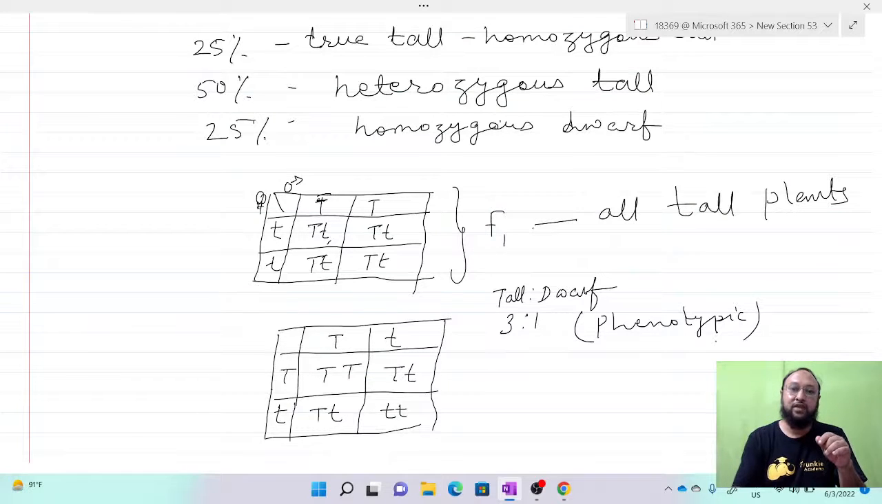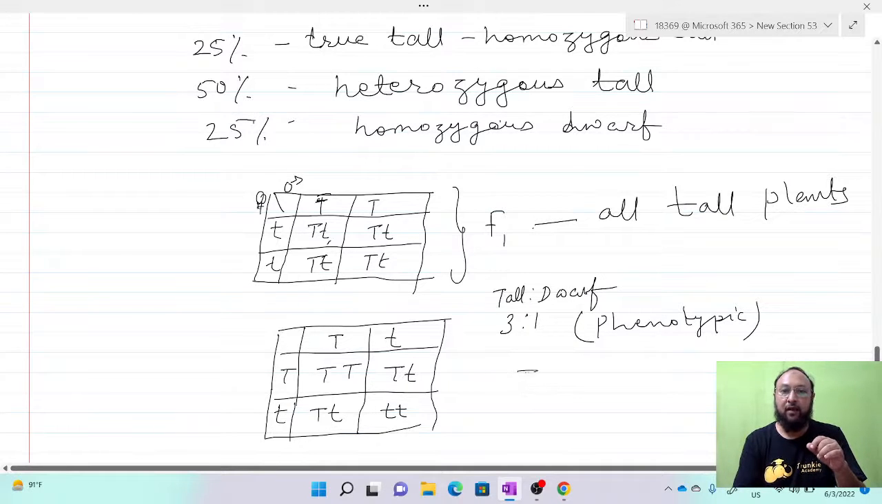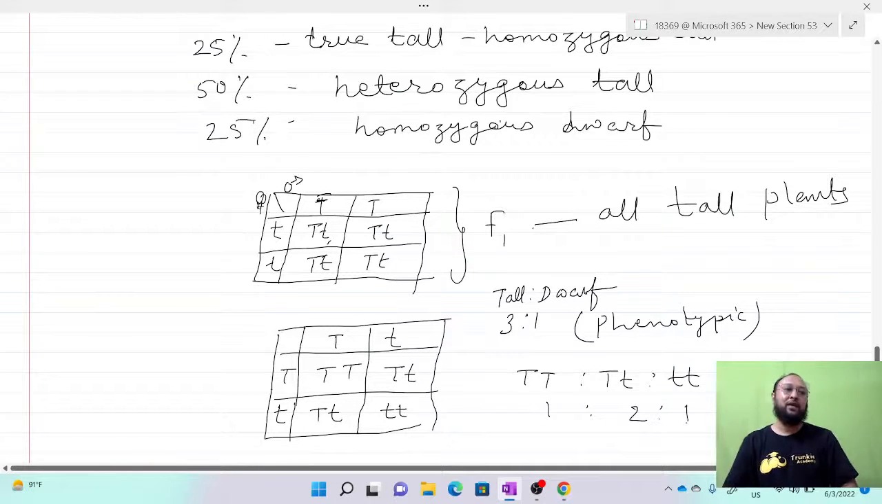It means that the genotypic ratio, homozygous tall to heterozygous tall to the recessive dwarf, becomes 1:2:1. Okay, so it becomes 1:2:1. So that is the points he got.